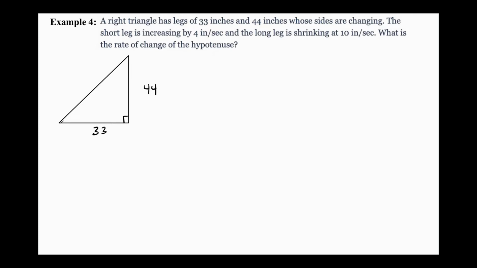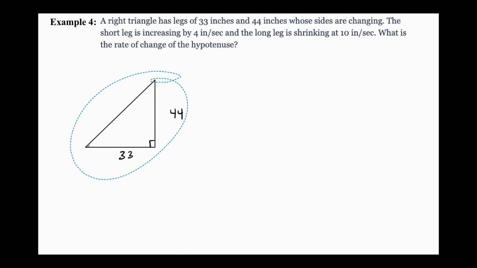Whose sides are changing? The short leg is increasing. The short leg is increasing by 4 inches every second. So 33 is getting bigger. As we speak, every second, it is getting bigger by 4 inches. That means this dot right here is moving this way, and this is increasing. 33 is increasing.